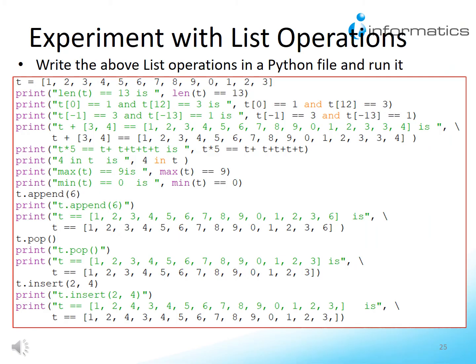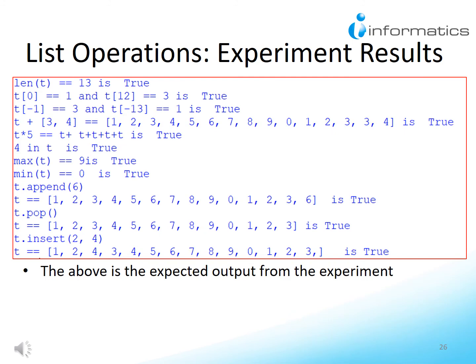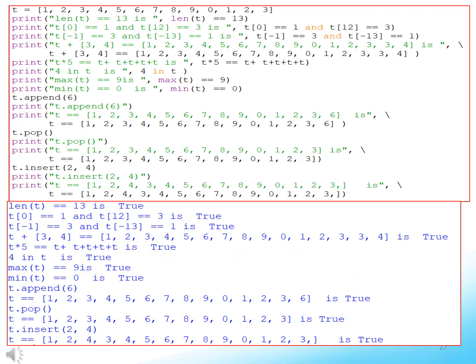Let's do some experiments with list operations. Write the above list operations in a Python file and run it. You should pause this video and do this exercise. These are the expected output from the experiment. These are the combined codes and outputs. You should pause this video and study the codes and corresponding outputs.